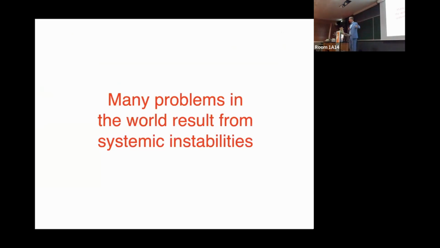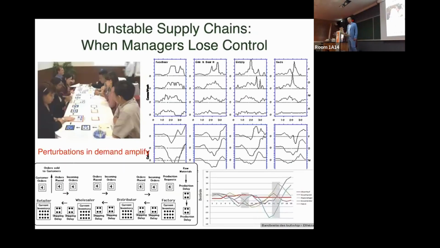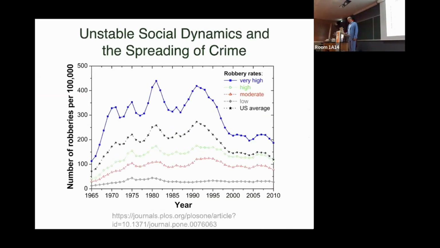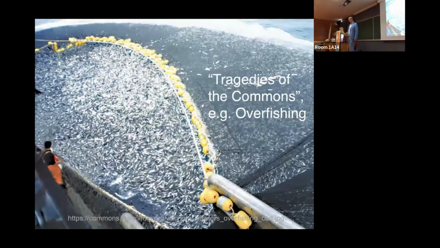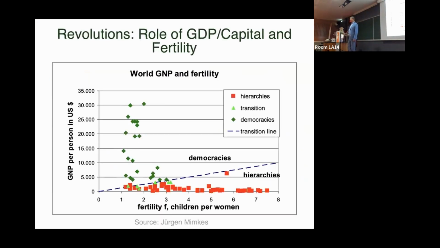You know, we have intelligent people, well educated, with a driver's license, good sight, cars that basically give you perfect control. Still, everyone loses control. And that's what we call systemic instability, and there are many problems of this kind in the world that are still unsolved because people are trying to solve those problems without knowing about complexity science. This includes crowd disasters. This includes unstable supply chains, booms and recessions, spreading of crime, tragedies of the commons, and also conflicts, wars, and revolutions. All phenomena of systemic instability, all phenomena where you should know about complex dynamics.